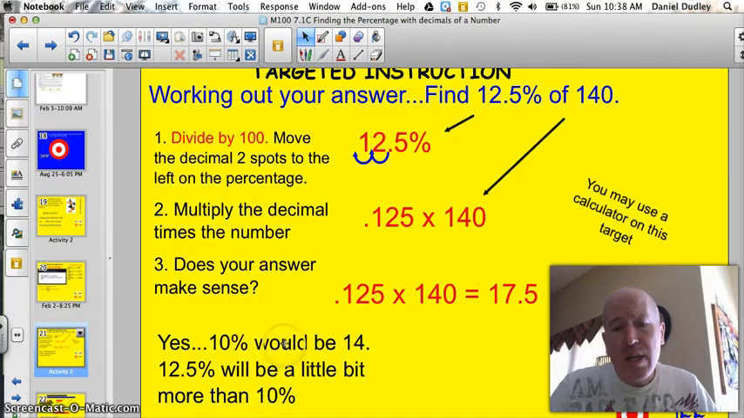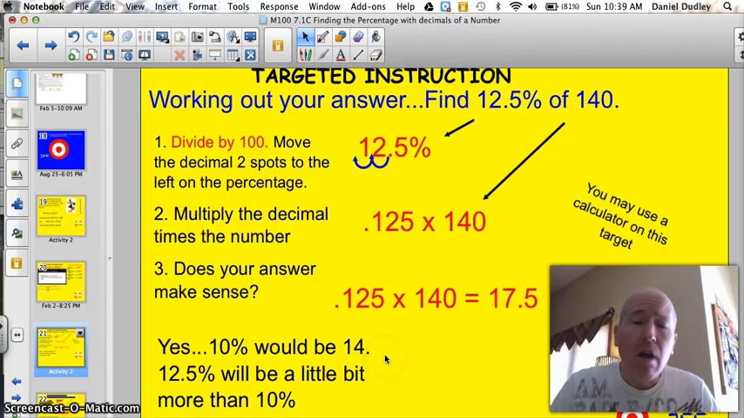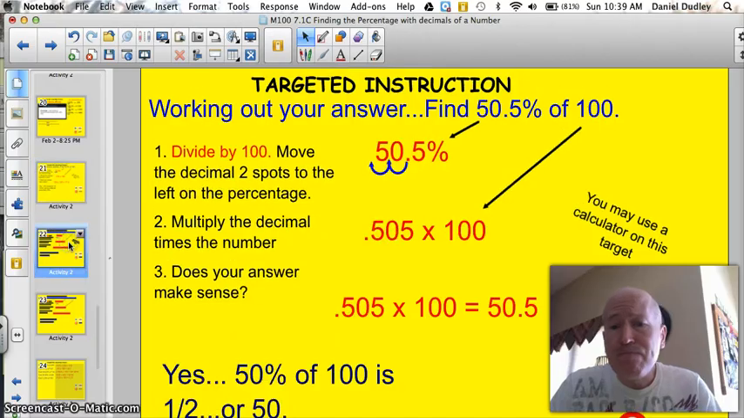Well, yeah, 10% of 140 would be 14, because we need to find 12.5% of 140. So that makes sense. So 12.5 is going to be a little bit more than 10%. And our answer of 17.5, yeah, that's a little bit more than 14. So making sure your answer is reasonable is important.